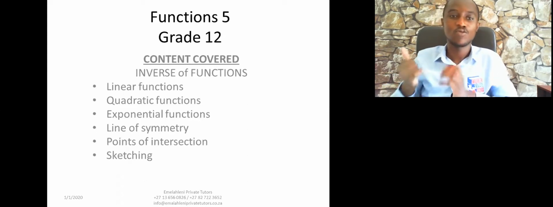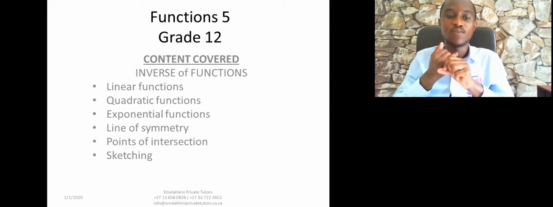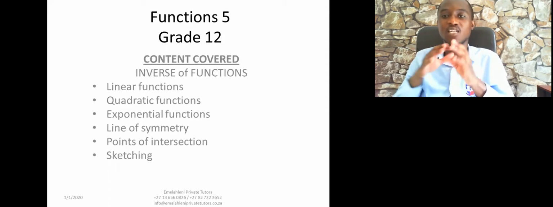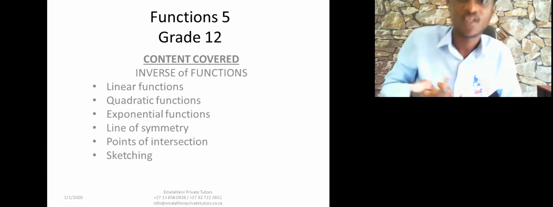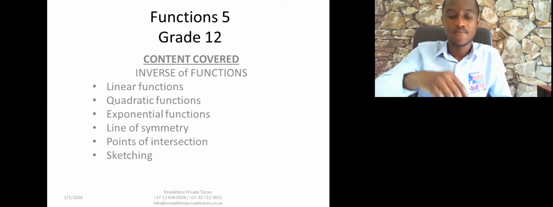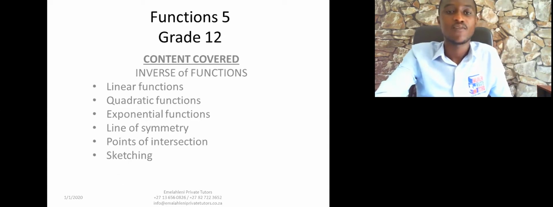So we're going to look into a line of symmetry as well, point of intersection, and how you actually sketch both the inverse and the normal function on the same axis. Okay, so let's get started here.